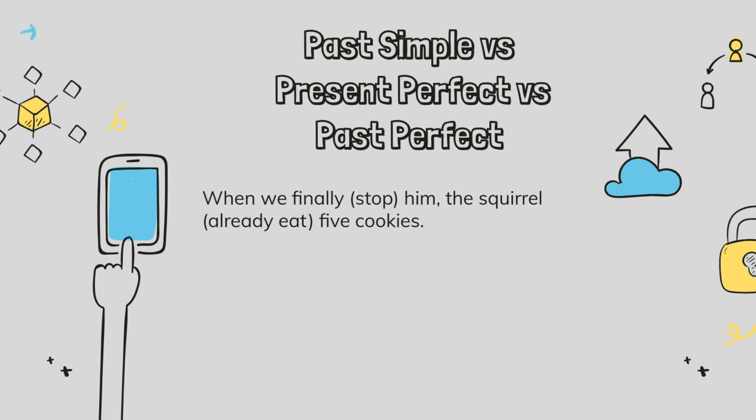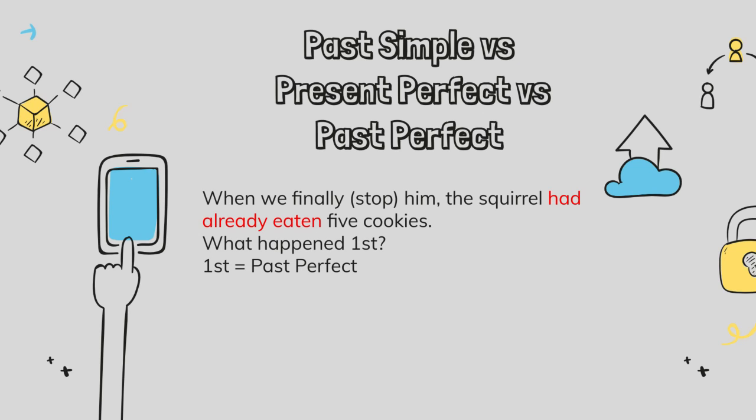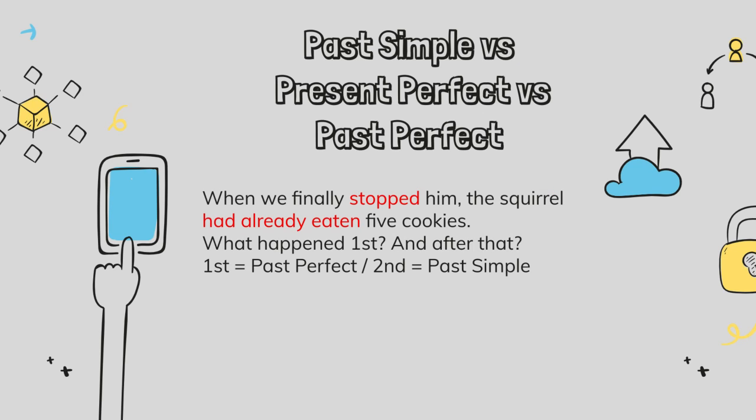Next. Again, what do you see? Ask yourself. Good, you see when. Past. Two things. So, what happened first? Right, the squirrel had already eaten 5 cookies. And after that, we finally stopped him. So the first thing that happened is past perfect. The second one is past simple.